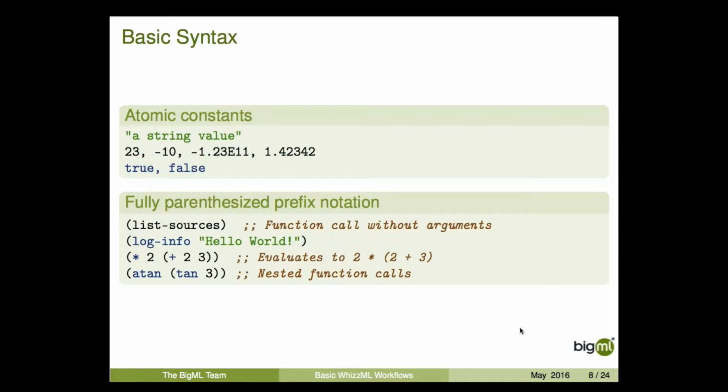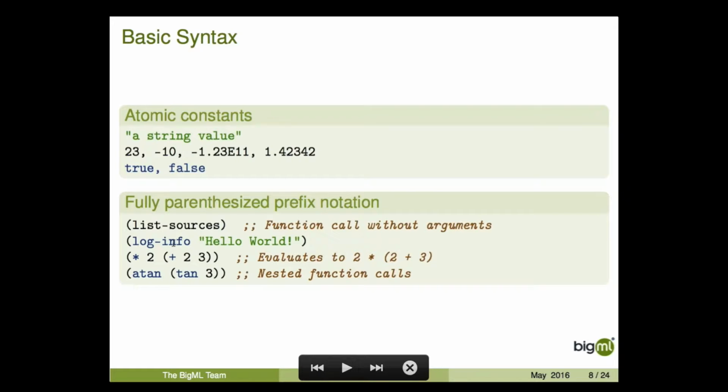Something that is a little unusual in terms of other programming languages, but you may have seen this before if you're used to programming in languages like Scheme or Lisp or Clojure, for example: we're going to use fully parenthesized prefix notation. So basically, all of your function calls will begin with an open parenthesis, followed by the name of the function. Here we have a function called list-sources, and if there are no arguments, you just close the parenthesis, and that's what the function call looks like.